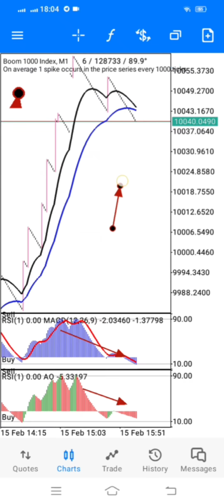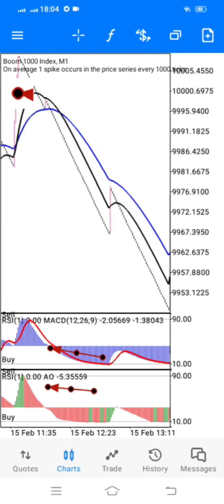So let's see, over here we have another one from level 90. Our MACD crossed below level 0. First confirmation is met. Over here, our awesome oscillator from level 90 crossed level 0. Second confirmation is met. Then over here, our blue moving average crossed above our black moving average. We go in and we take the trade, 20 to 30 candles.